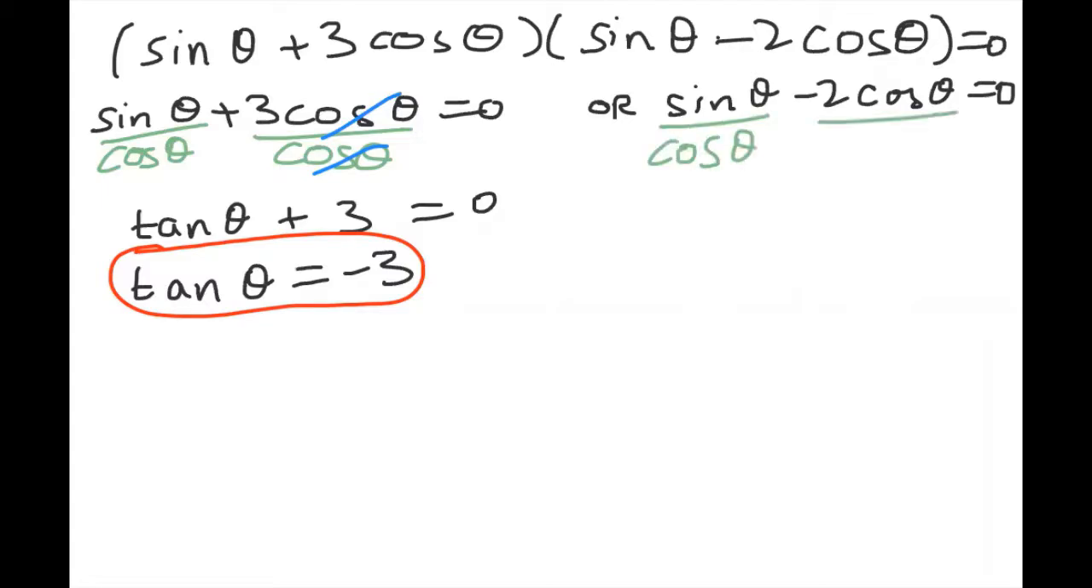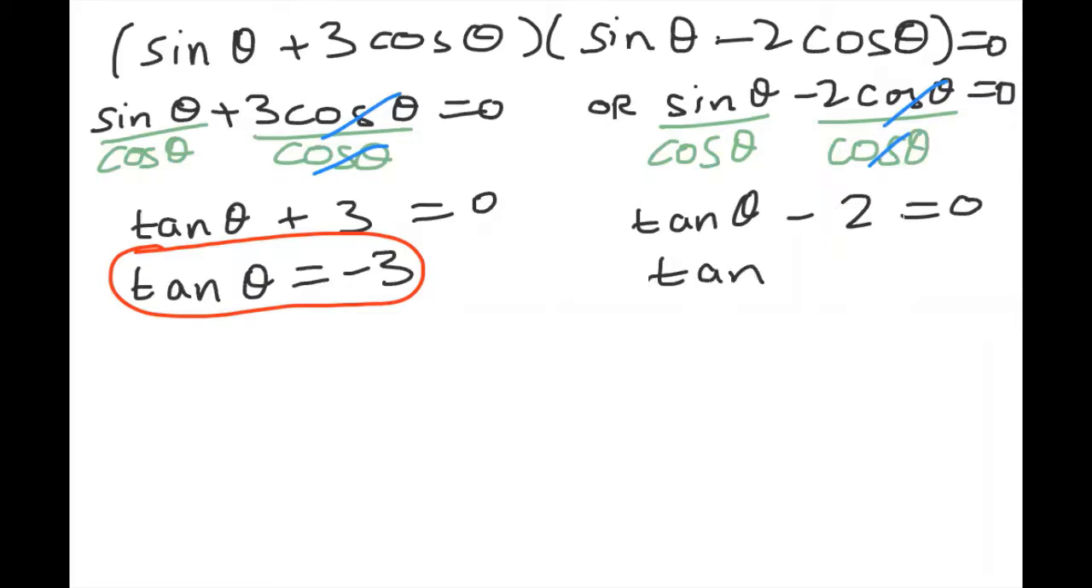So divide that by cos, divide that by cos, and then you'll end up here with tan theta minus 2, just 2 because the cos's cancel out, equals 0. Tan theta equals 2. Right, so just keep that one also in mind. Make it red. Keep it constant.